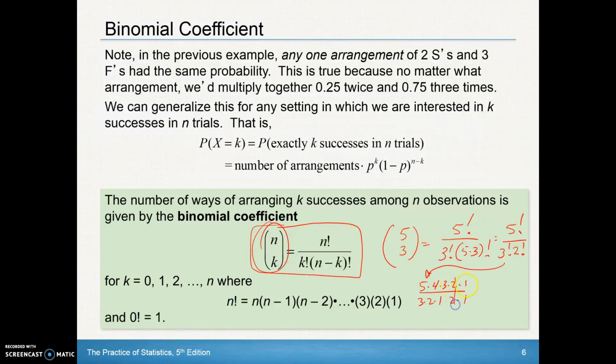And you could do some canceling out. The 2 and the 1s cancel out. 5 times 4 times 3 is 60. 3 times 2 times 1 is 6. And this would give us 10.